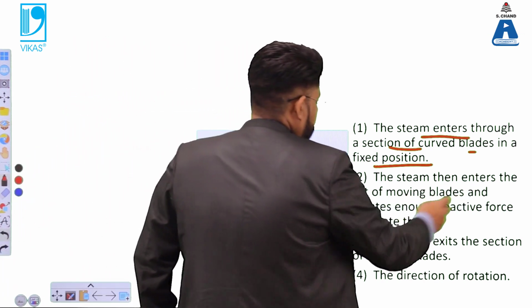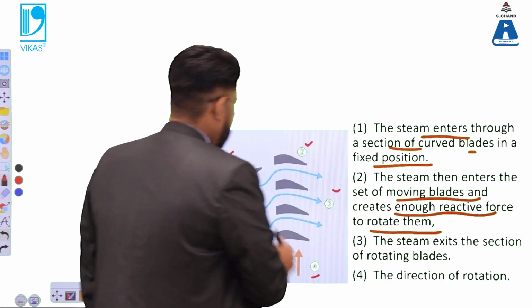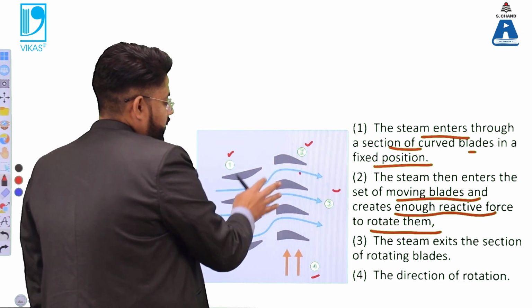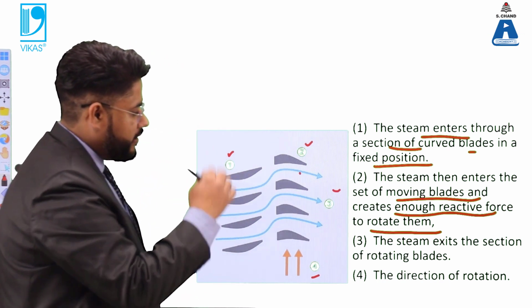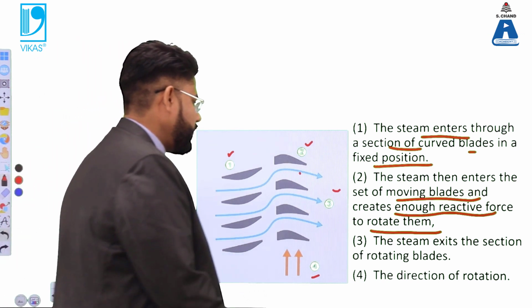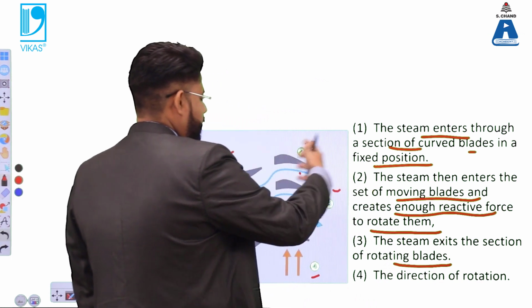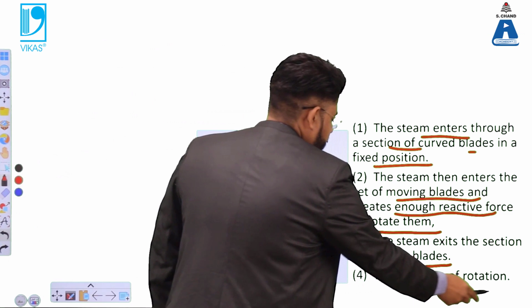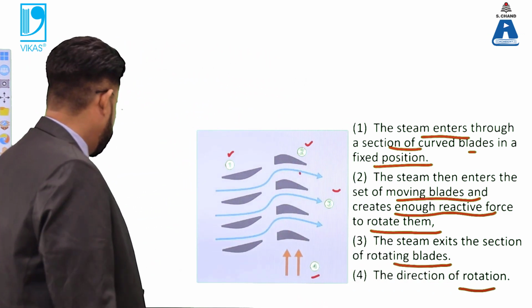Now the steam enters the set of moving blades and creates enough reaction force to rotate them. So it moves into this particular space, and it creates enough reactive forces so that these blades rotate, and ultimately steam exits the section of the rotating blade. So steam moves out of this section, and this 4 indicates the direction of rotation. So in this particular direction, this rotation is carried out.